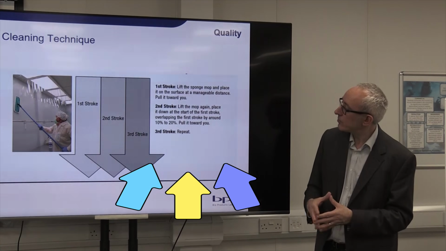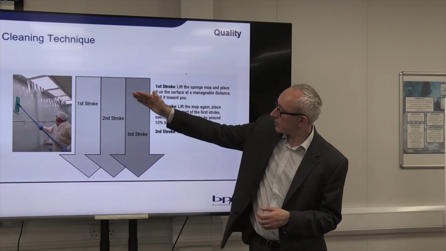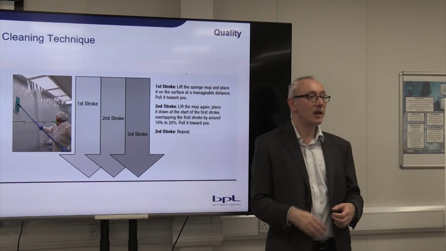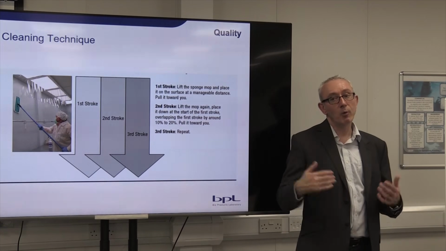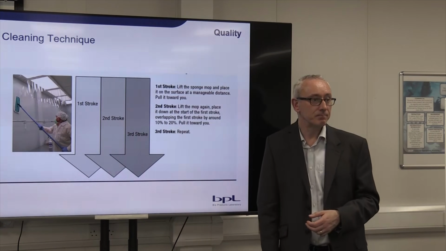Okay, and there are some examples of the cleaning strokes that we discussed. So it's about the overlapping strokes and always moving in the same direction. And with a wall, for example, that's always from the top of the wall downwards.